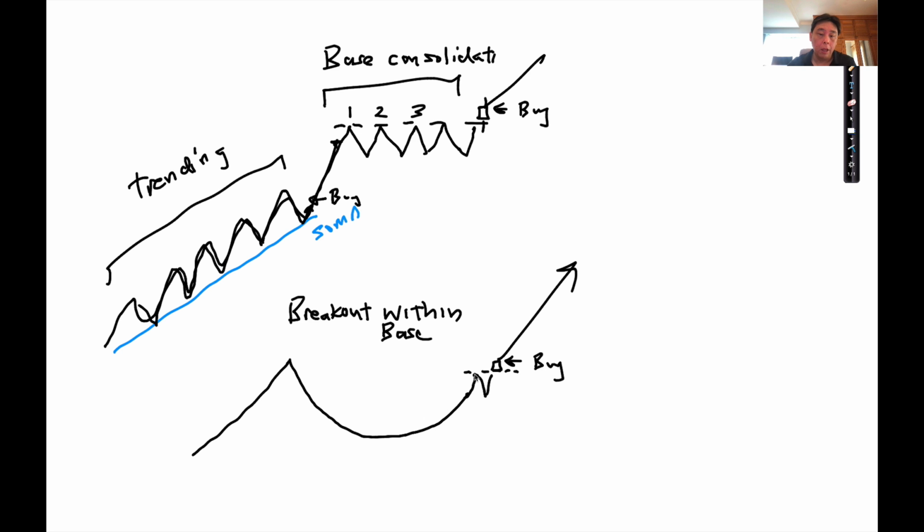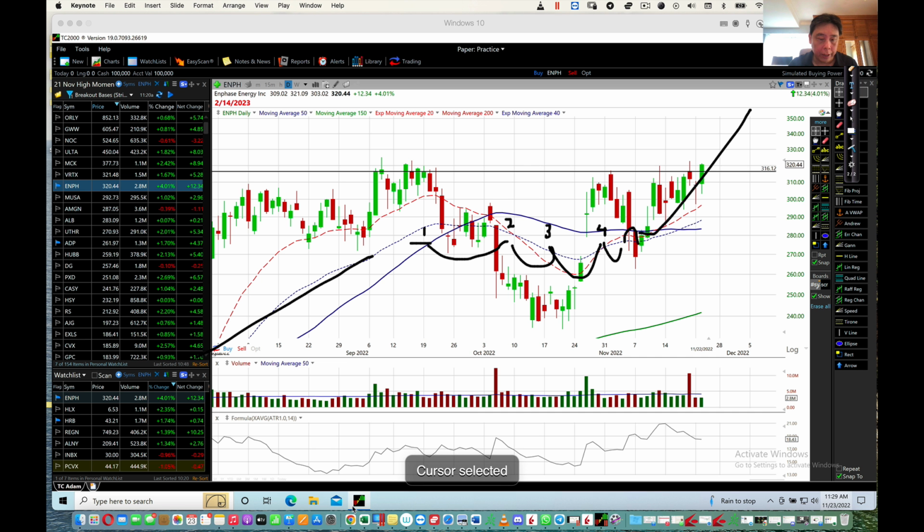So it could be a simple pullback, breaks that pullback, or it could go into a mini consolidation here, and then we buy as it breaks that mini consolidation. So that's the third pattern. Again, let's look at an example on the charts over here.